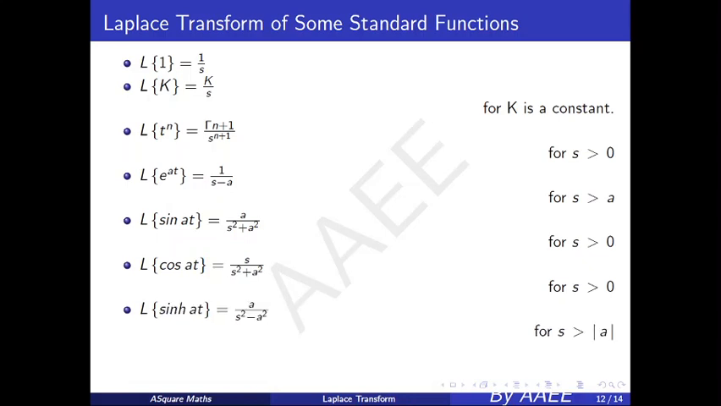Laplace transform of hyperbolic sine of at is a upon s square minus a square, for s greater than mod of a. And hyperbolic cos of at is equal to s upon s square minus a square, for s greater than mod of a.